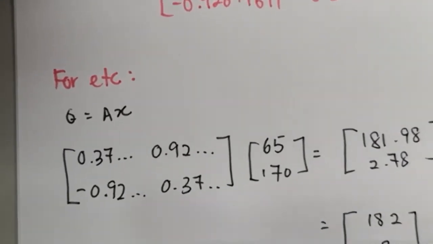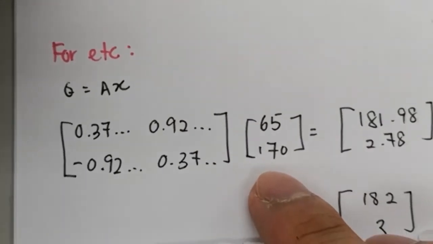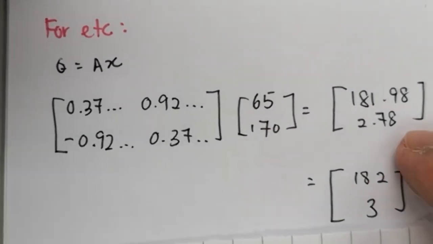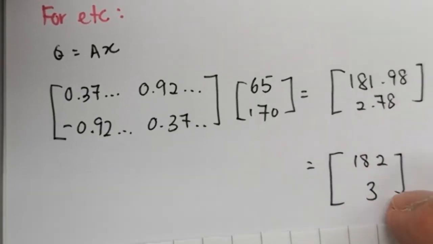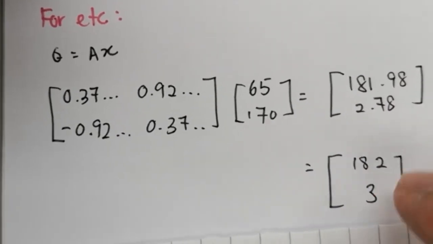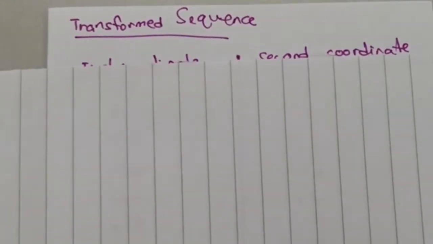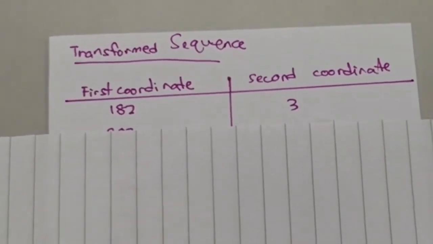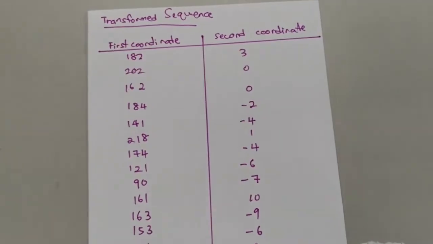Then we have the matrix A times x. This is the original sequence that we have, the height and the weight. And then after that, we'll get 1.181, 0.98, 2.78, and we will round them to the nearest numbers, and then we can get the result of this. Okay, this is the transform sequence table that we obtained from the original sequence by using the formula that I just mentioned, and then we get these coordinates.